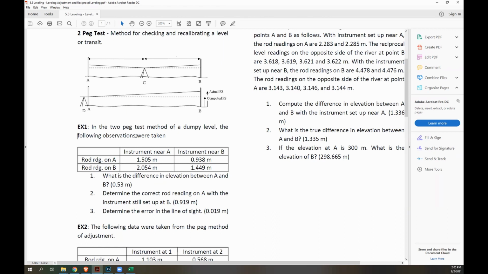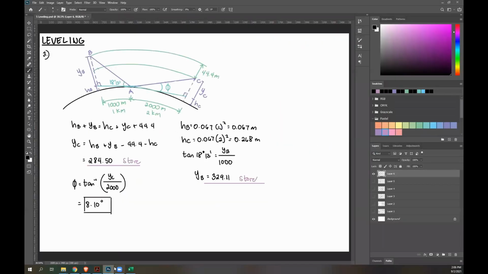So example 1, in the two-peg test method of a dumpy level, the following observations were taken. First, instrument near A, the rod reading at A is 1.505, and for B, it's 2.054. And then we moved the instrument to B, and the readings are now 0.938 and 1.449. So question number 1, what is the difference in elevation between A and B? So you want to get the true difference in elevation.